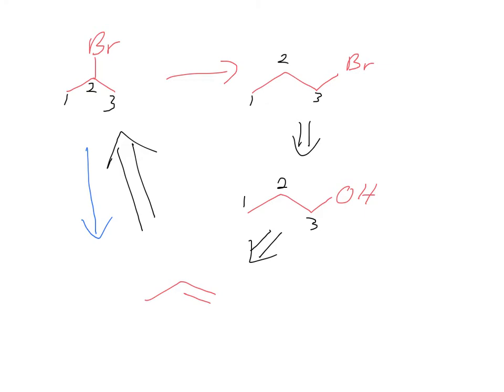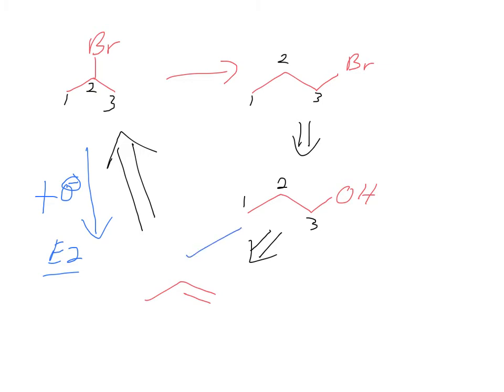So that means we need a base. What kind of base should we use? Big, bulky with a negative charge. You betcha. Right? Because we don't want it to do SN2, so we want to make it large. Make it reactive and large. So it just does an E2 reaction.